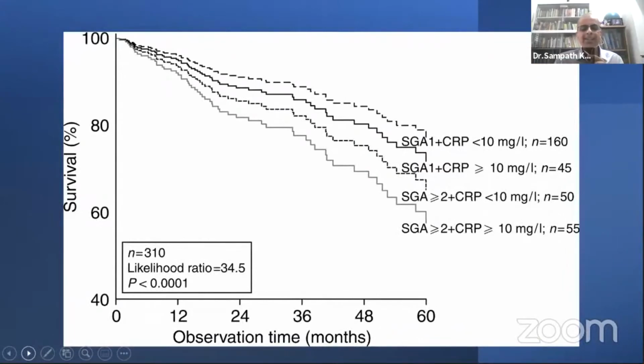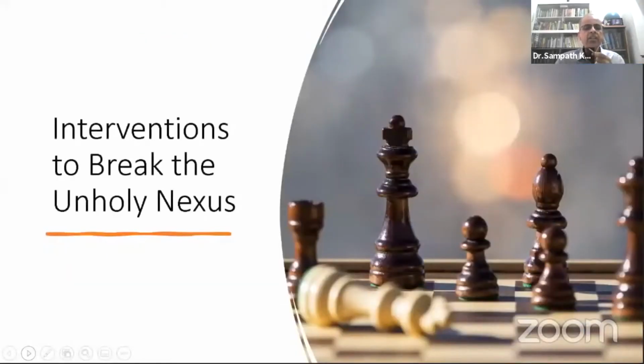But whatever the debate, the stark fact is that if somebody is inflamed and also protein energy wasted, then he is staring at death. You can see that over the 5 years of follow-up, when somebody has an SGA score of more than 2 and a CRP level more than 10, the survival is the lowest. So you have to break this nexus.